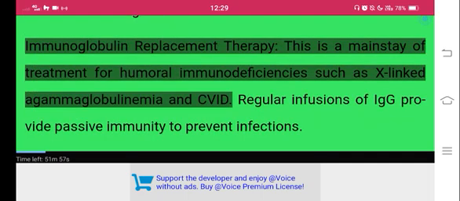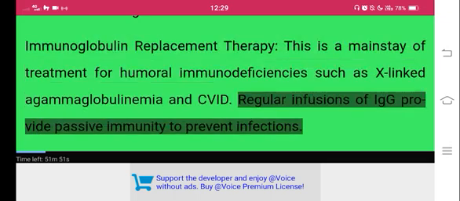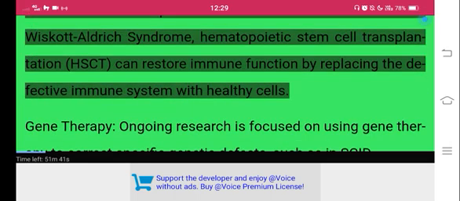Treatment strategies. Immunoglobulin replacement therapy. This is a mainstay of treatment for humoral immunodeficiencies such as X-linked agammaglobulinemia and CVID. Regular infusions of IG provide passive immunity to prevent infections.